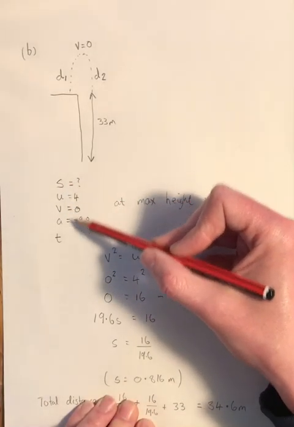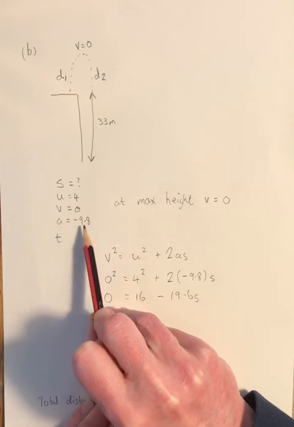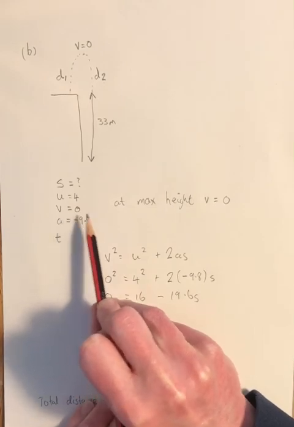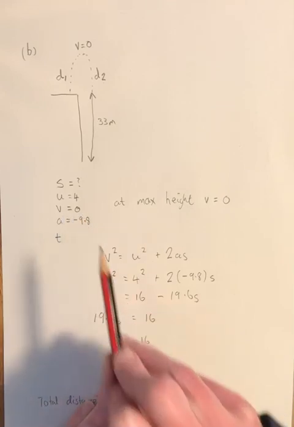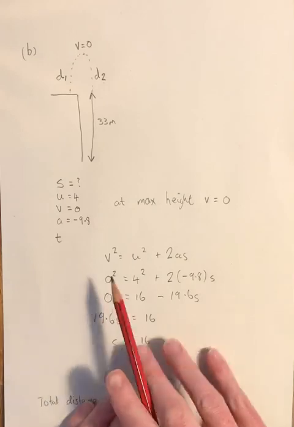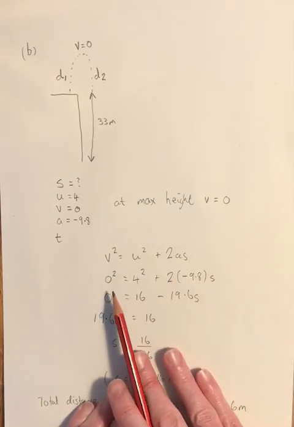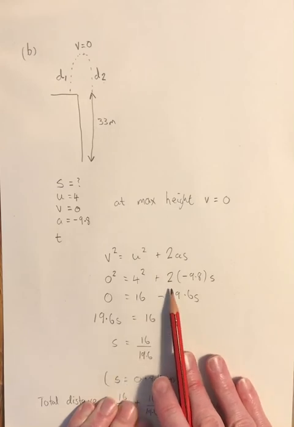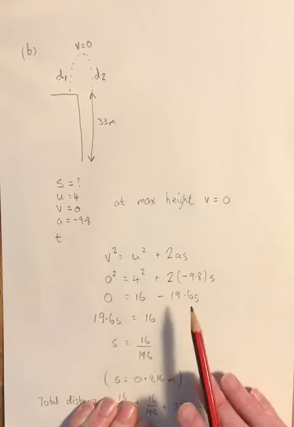So doing suvat again. U is 4, A is minus 9.8, and let's work out the maximum height by setting V equal to 0, because V will be equal to 0 at the maximum height. So using V squared equals U squared plus 2AS, 0 equals 4 squared plus 2 times minus 9.8 times S, and then we're solving for S.